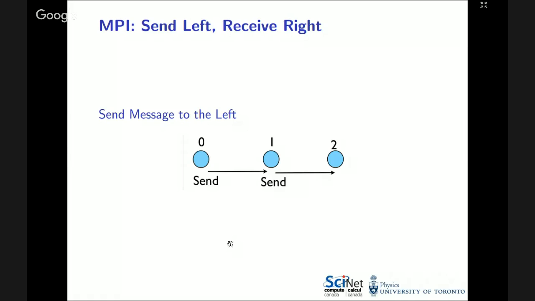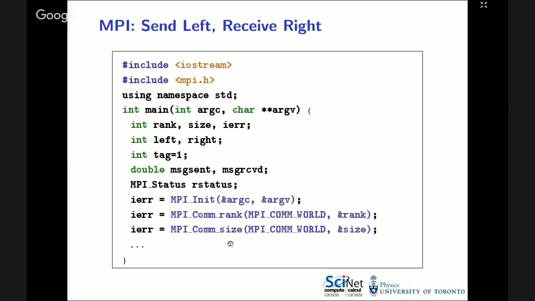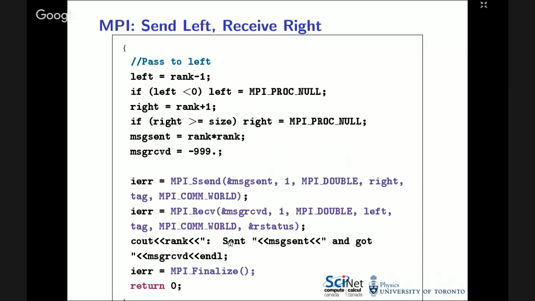Okay, so 0 to 1, 1 to 2. That's where we're going to send all our messages left. So let's rewrite that base code. The first part of the code looks exactly the same: Init, Comm rank, Comm size. But now we're going to do something a little smarter. We're actually going to make something arbitrary, not just 0 to 1, 1 to 2, and a bunch of if statements. So this is where the logic comes in.